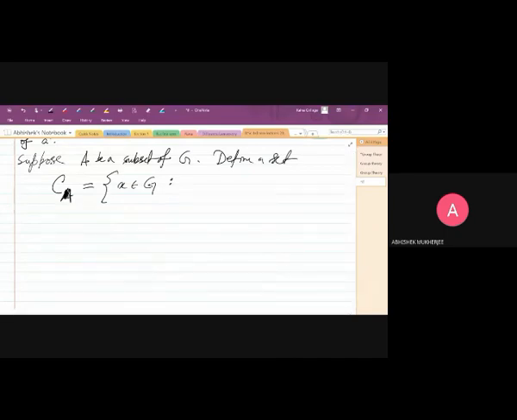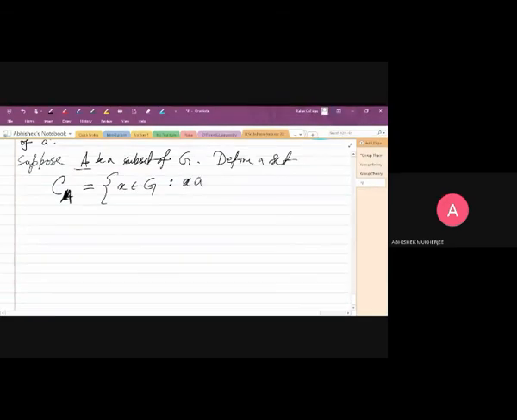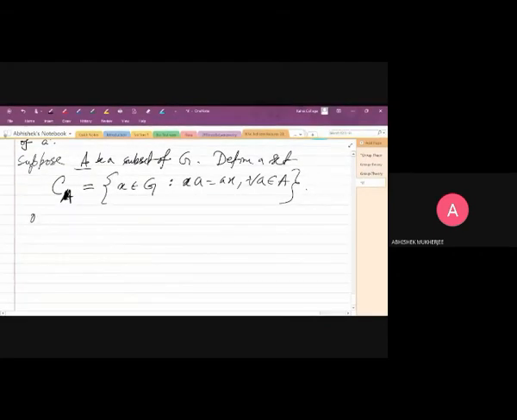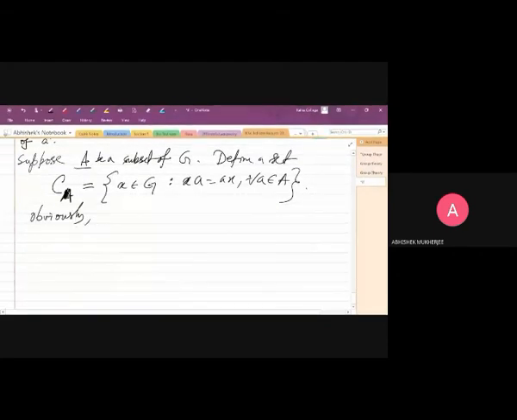In the previous case, it consists of those x which commute with the single element A. But in this case, we are considering all those x which commute with every element of that subset. That is, xa equals ax for all a belonging to capital A. Then obviously again you see that E belongs to C_A, because Ea equals aE for all a belonging to A, E being the identity of the group.